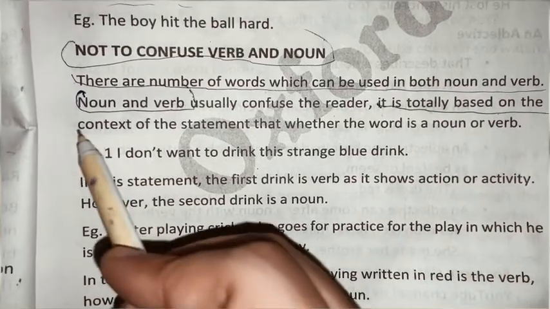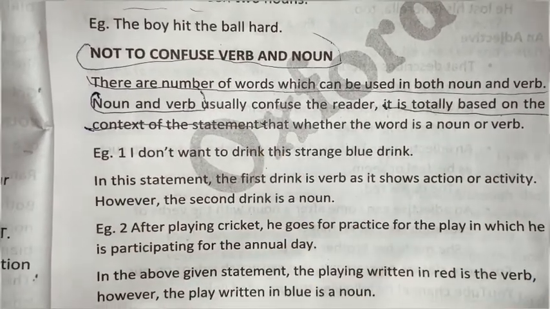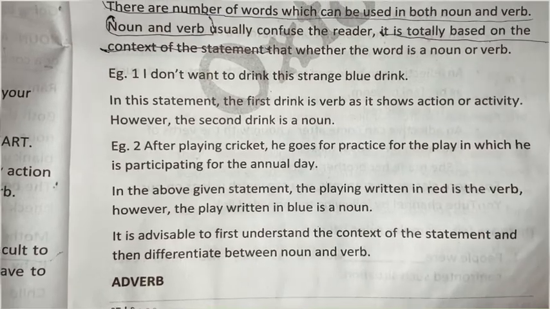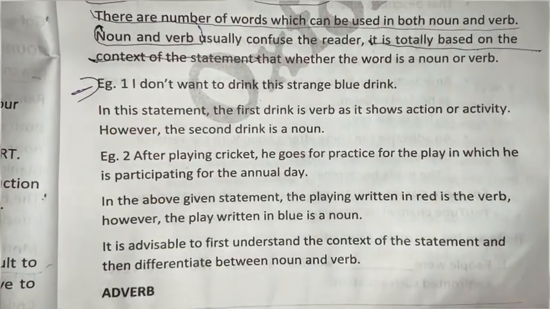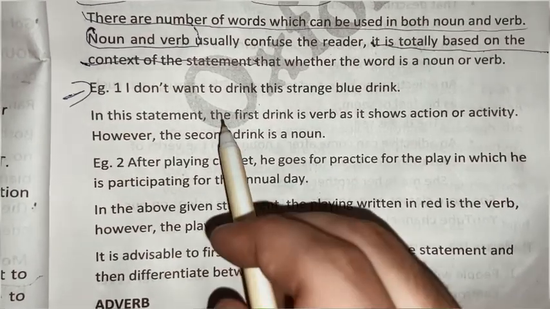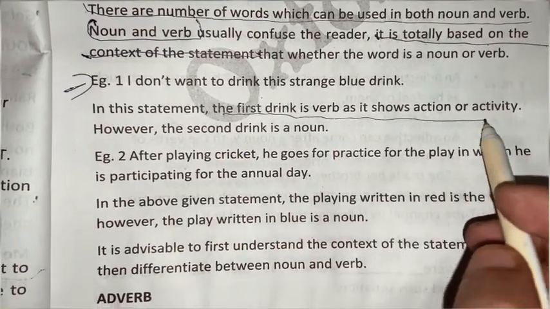Example, I don't want to drink this strange blue drink. In the statement, the first drink is a verb as it shows action or activity. However, the second drink is a noun.